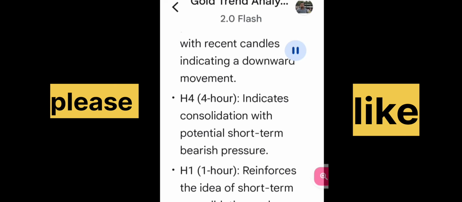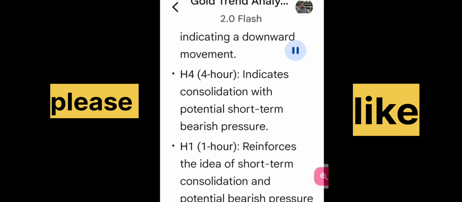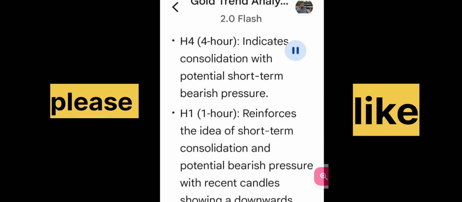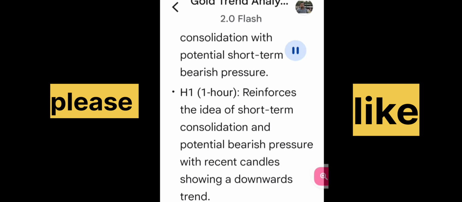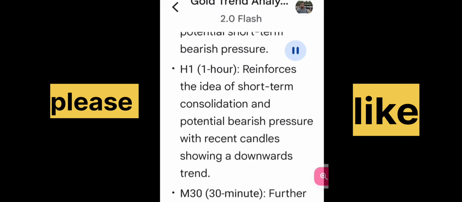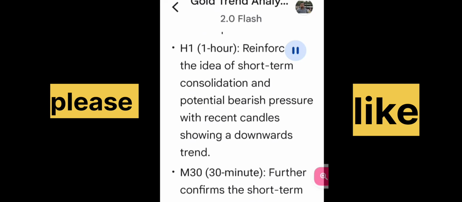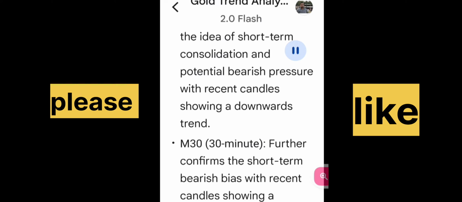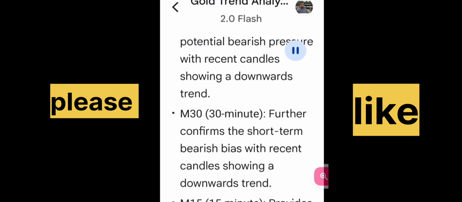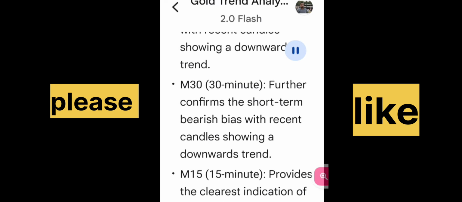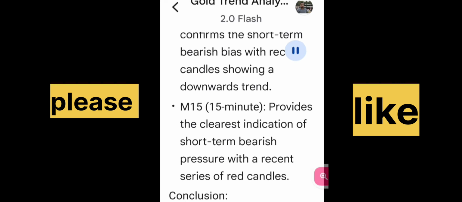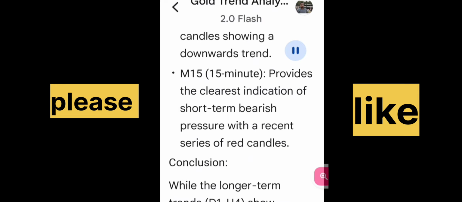H4, 4-hour, indicates consolidation with potential short-term bearish pressure. H1, 1 hour, reinforces the idea of short-term consolidation and potential bearish pressure with recent candles showing a downwards trend. M30, 30-minute, further confirms the short-term bearish bias with recent candles showing a downwards trend. M15, 15-minute, provides the clearest indication of short-term bearish pressure with a recent series of red candles.